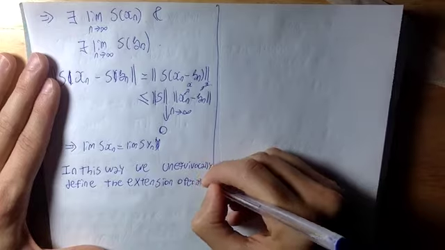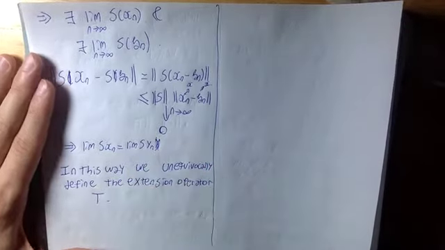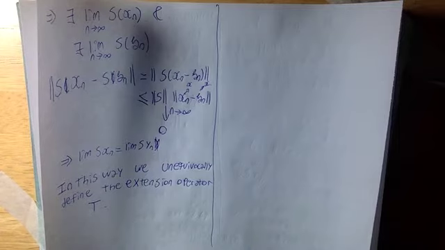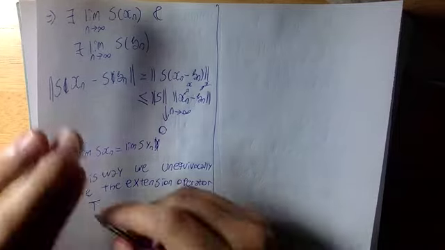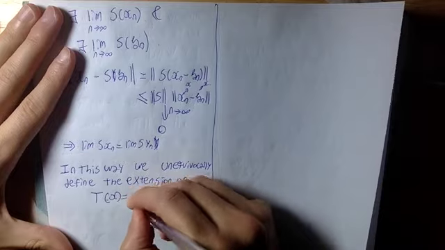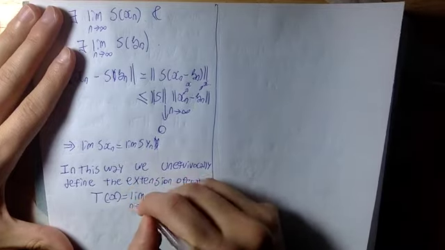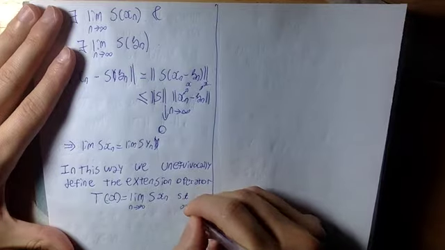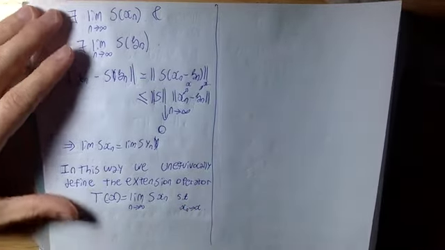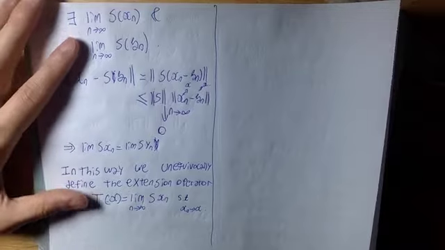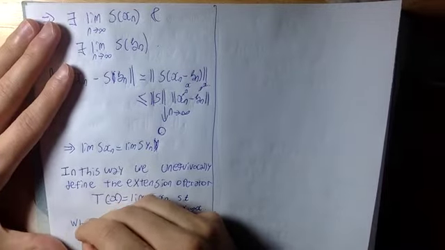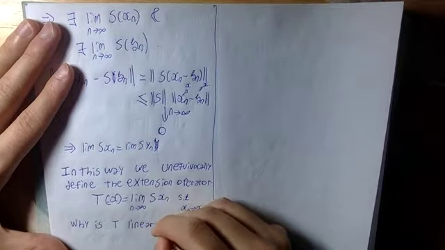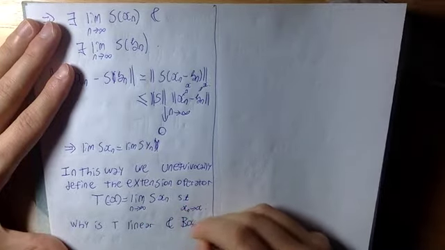Okay, so morally, how do you find T? For every x in X, there is a sequence from W, and we define T of x as equal to the limit when n goes to infinity of S of xn, such that xn converges to x. Okay, so a couple of questions: why is T linear and bounded?